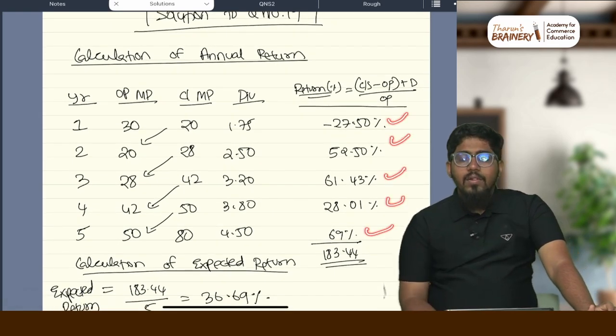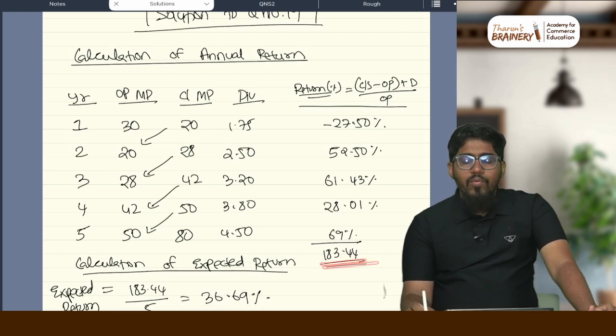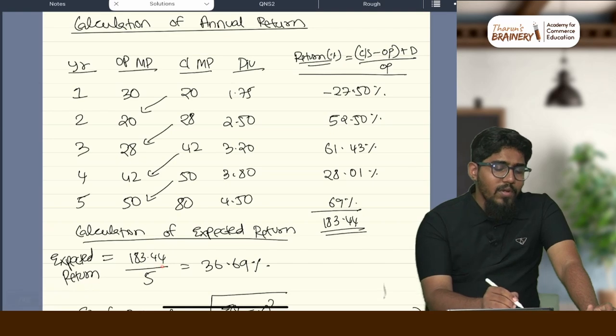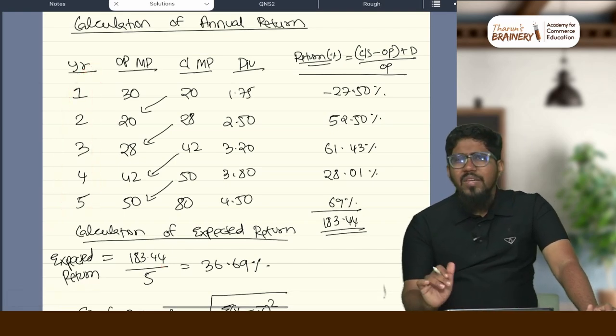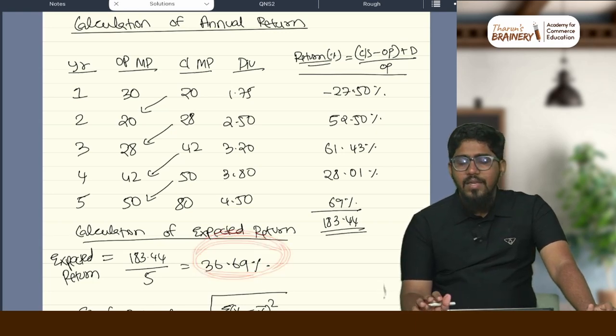I will calculate all the return percentages, which is nothing but 183.44 percentage is the return for all the 5 years. So what is my average return? 183.544 is the total of these 5 years. So average is nothing but divided by 5, assuming equal probability. So my expected return is equal to 36.69 percentage.